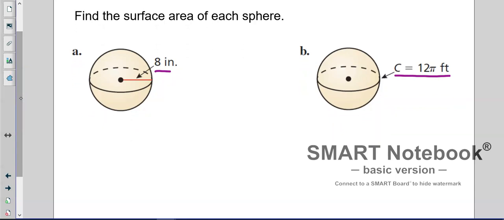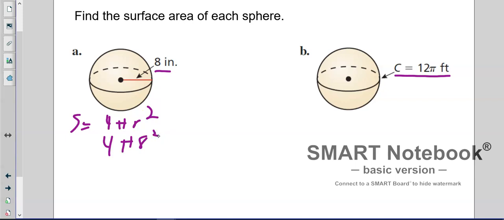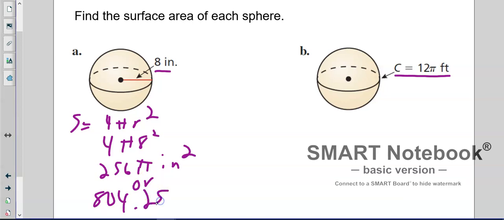All right, so surface area is 4 pi r squared. So 4 pi 8 squared. 8 times 8 is 64. 64 times 4 is 256 pi. And again, this is an appropriate answer. Or if you multiply it out, you get 804.25 inches squared.